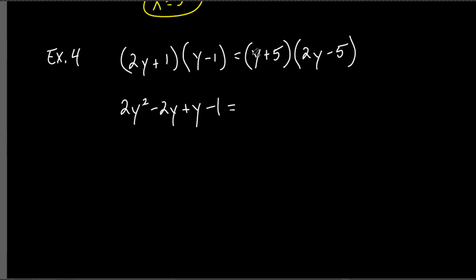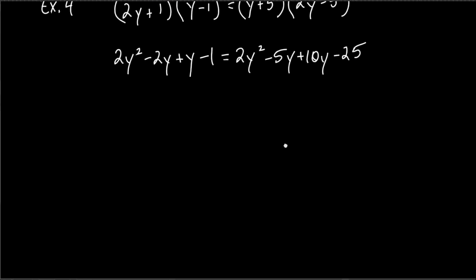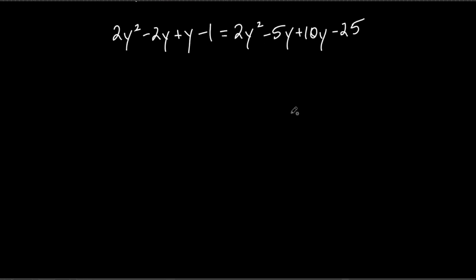Let's FOIL this. y times 2y is 2y squared. And then the outside, minus 5y. The inside is plus 10y. And then the last is minus 25. If you're not sure about that, go back, watch the video. I can't teach that again. I've already taught it to you.